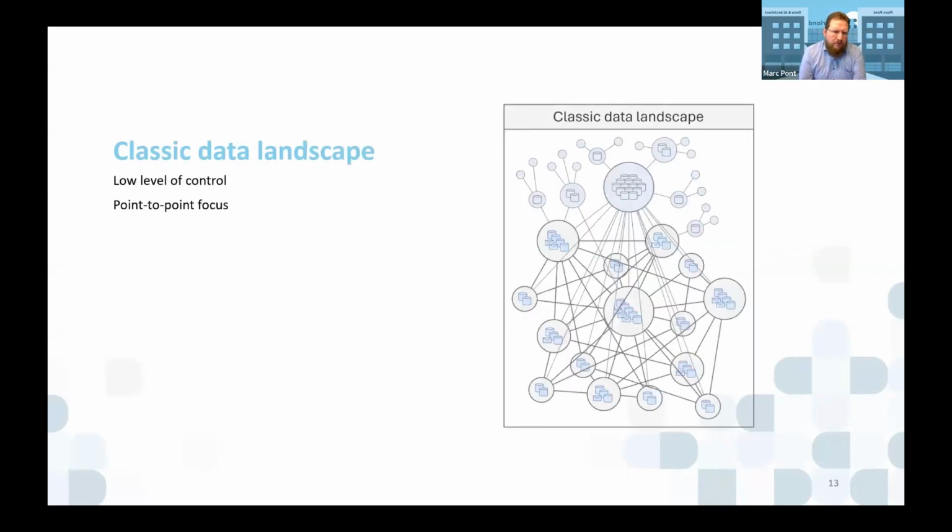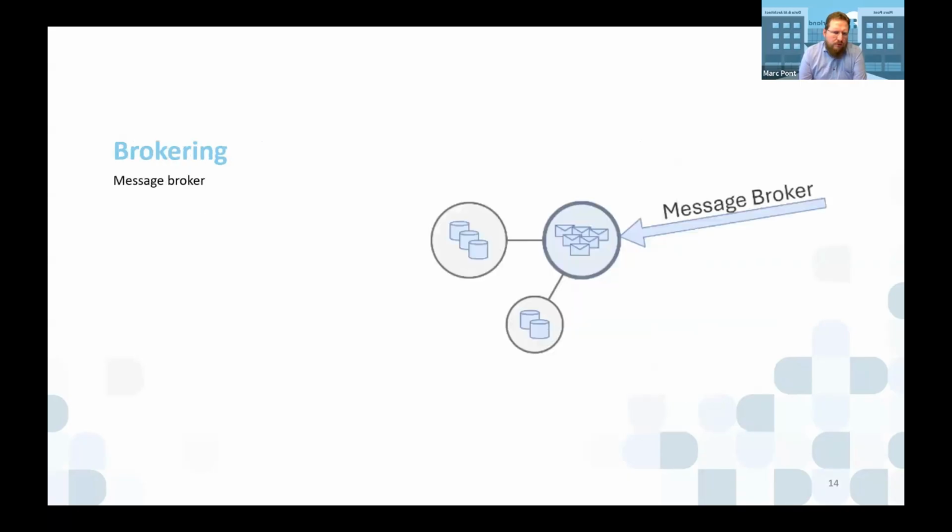And this ends up, if we explode this, into the classical data landscape. A lot of people have known this landscape in the past. It's very complex. There's a very low level of control you have over this landscape, especially regarding data. A lot of point-to-point interfacing, so it's also difficult to get your data together. And as a solution to this, the message brokers were introduced.